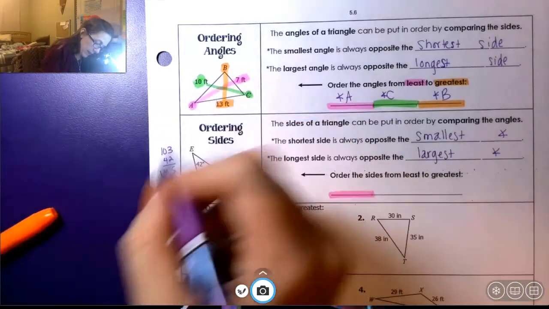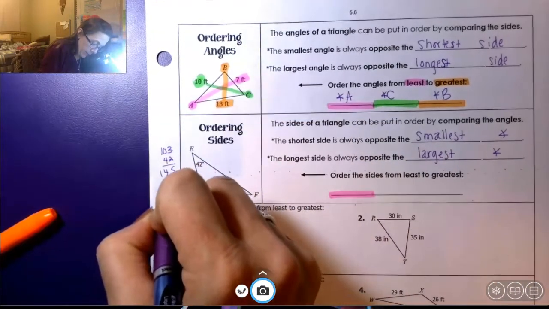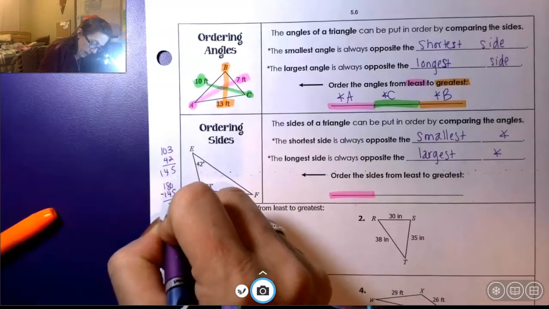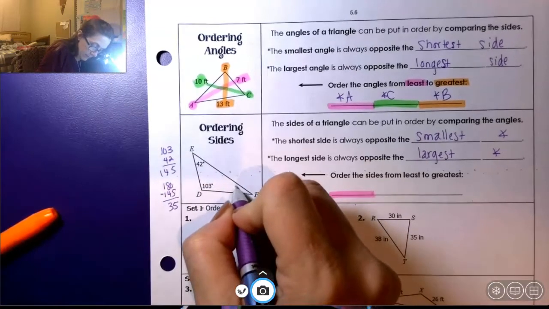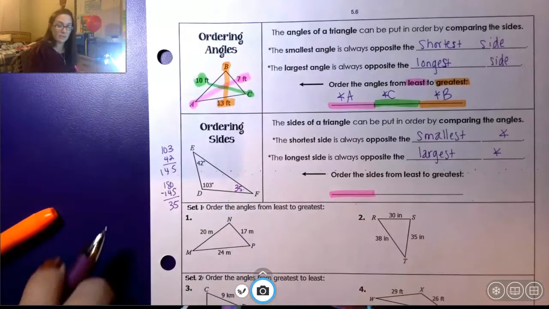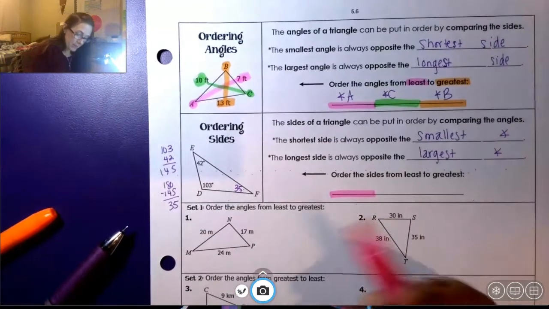145, I'm going to do 180 minus 145. I end up with 35 degrees. My missing angle here is 35 degrees. So now that is my smallest angle.